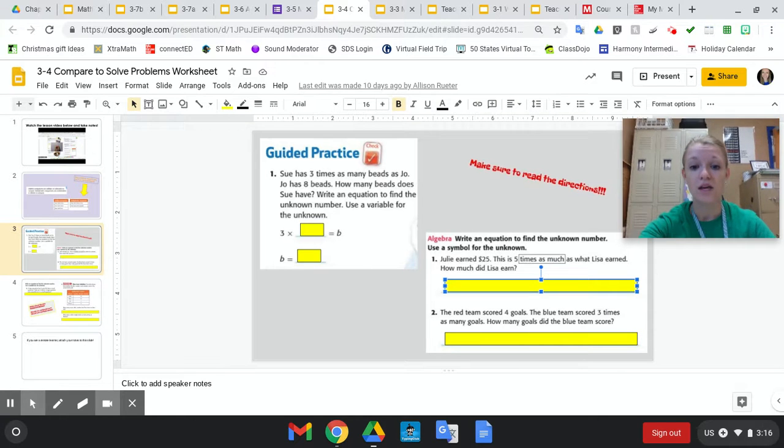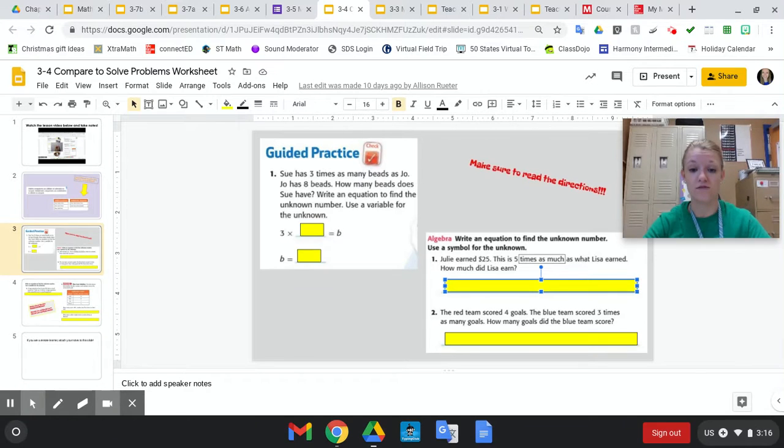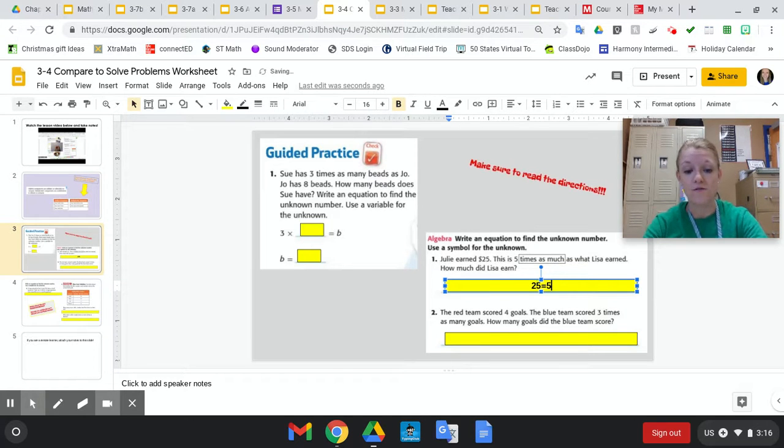So here I have Julie earned $25. This, which refers back to the 25 they just told us about, so I can write 25 is, means equals, 5 times as much as Lisa. And actually, I'm going to use a money sign because L kind of looks like a 1 sometimes. So our equation was in the problem. We just had to kind of decode it.